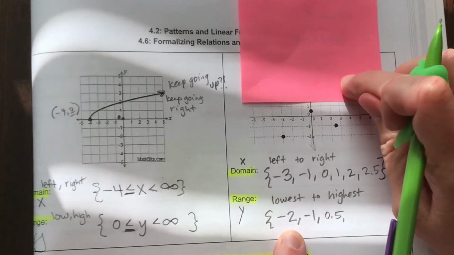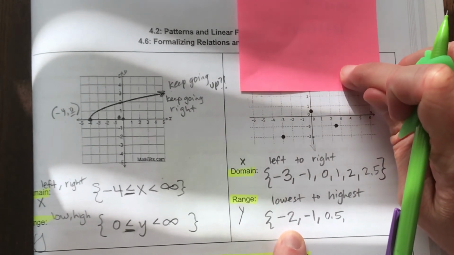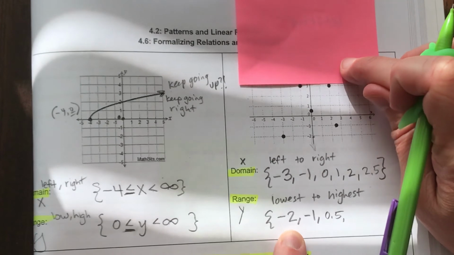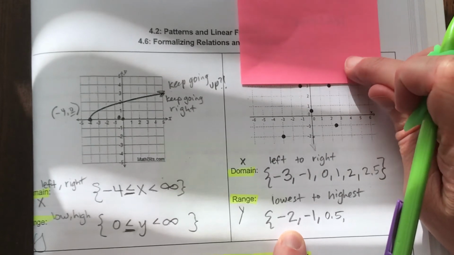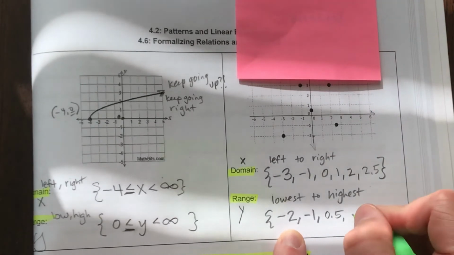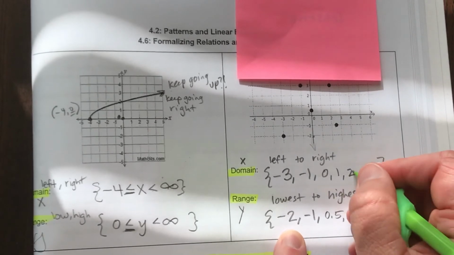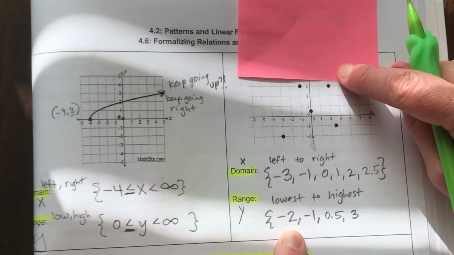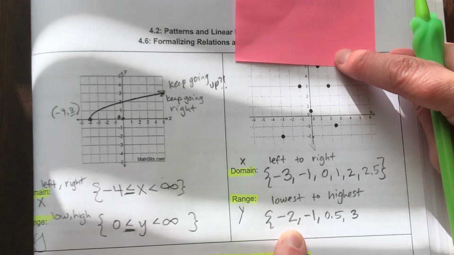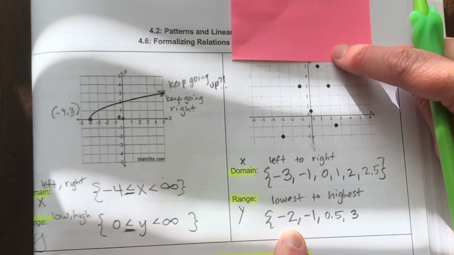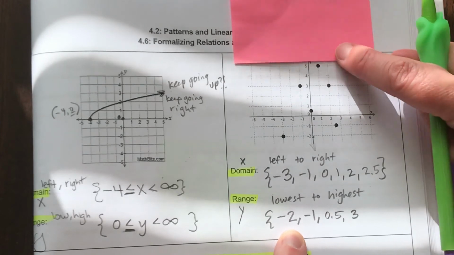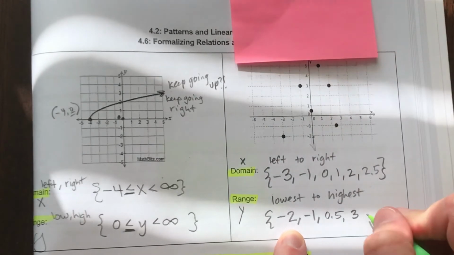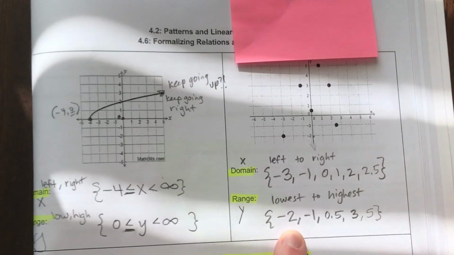I'm going to keep opening my garage door, up, up, up, because it's low to high. Oh, I see a couple points here. I don't need to list an output or even an input twice, so I'm just going to put the number 3 once. Now I'm going to open it higher again. Do we have any more points up high? Oh, I found the highest point. The highest point according to the y-axis is the number 5.